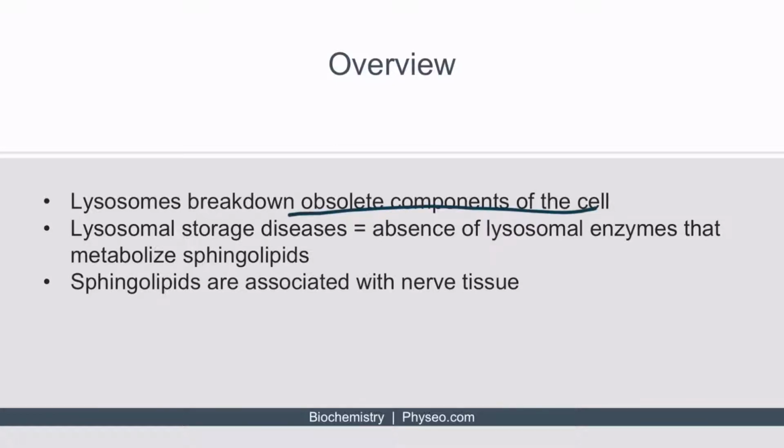Lysosomal storage diseases are due to an absence of lysosomal enzymes, which normally metabolize molecules called sphingolipids. Sphingolipids are simply a class of lipids that are commonly associated with nervous tissue, so defects in their metabolism will often result in neurological symptoms.